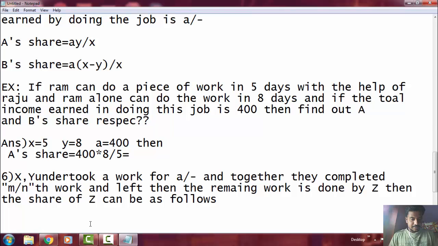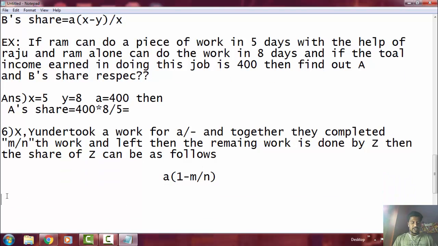What is the total income? A. What is the work done by z? That is the remaining work. When you consider the work as 1, you need to remember 1 is the complete work. In such a case it is 1 minus, what was the work done by x and y together? That is nothing but m by nth work. This is the case.